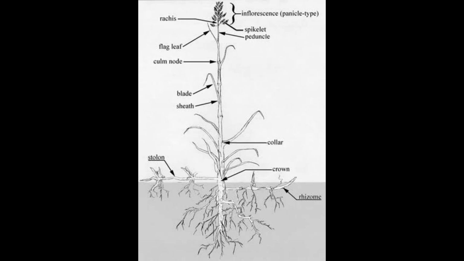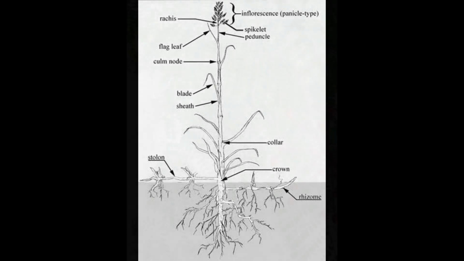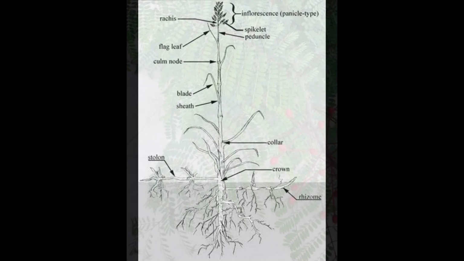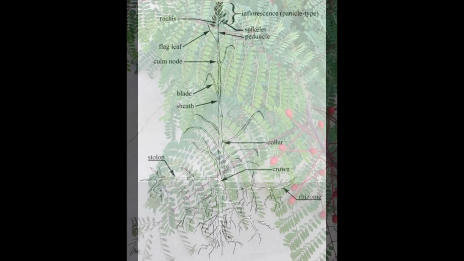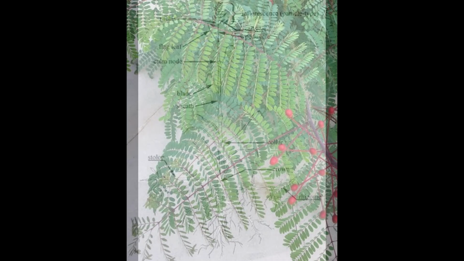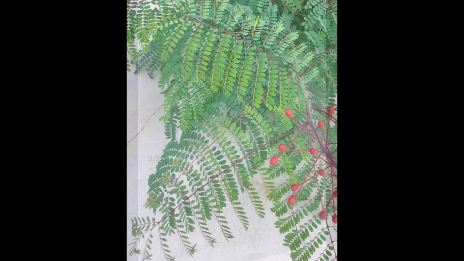So let's quickly look at some differences or similarities between Pride of Barbados leaf and Guinea grass leaf. The Pride of Barbados leaves are pinnately compound, meaning they have multiple leaflets arranged along a central axis and are typically small in size, ranging from 5 to 10 centimeters in length. While in Guinea grass, the leaves are simple, meaning that they consist of a single blade and are typically large in size, ranging from 30 to 60 centimeters in length.